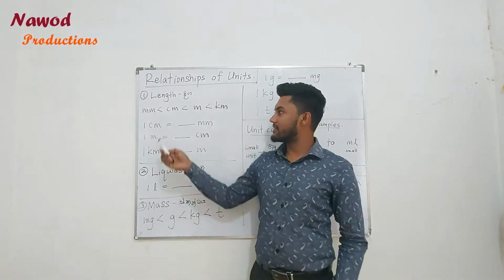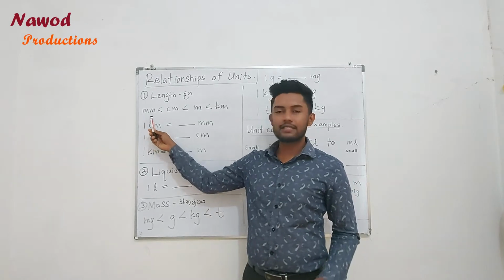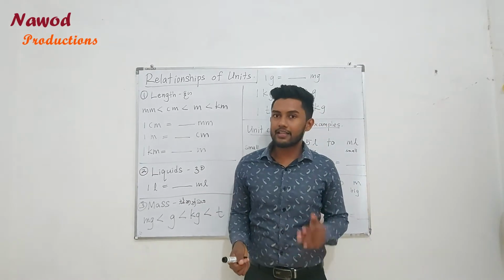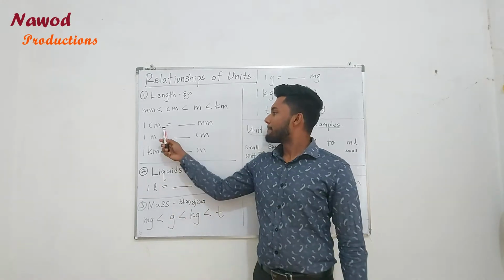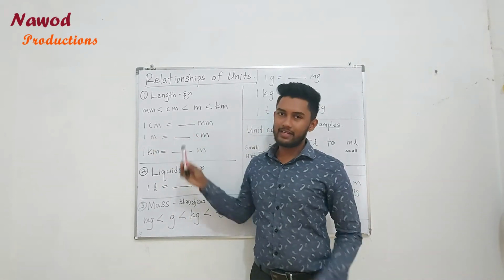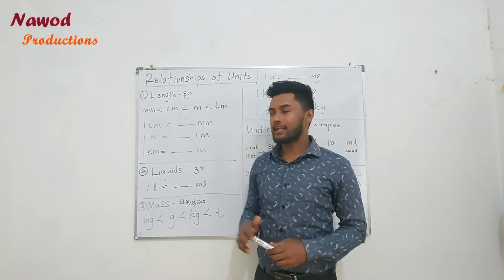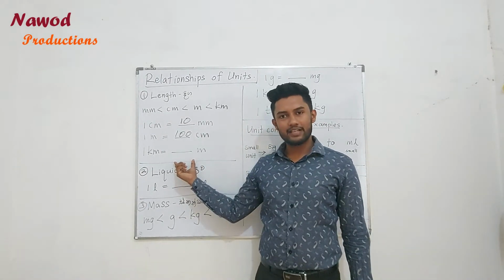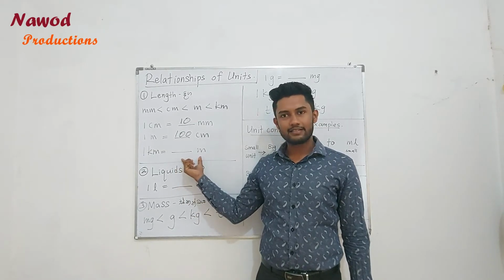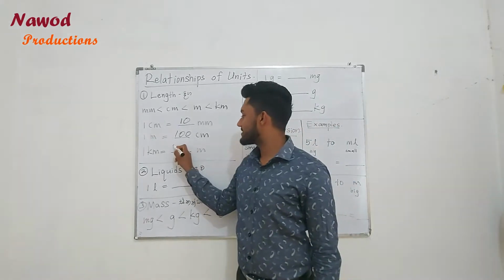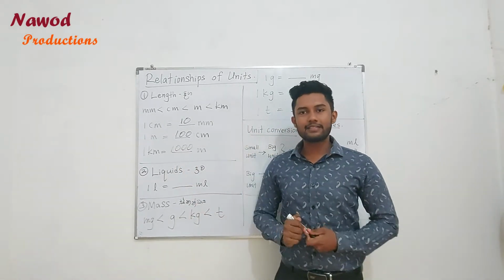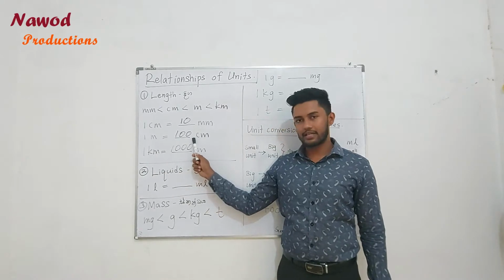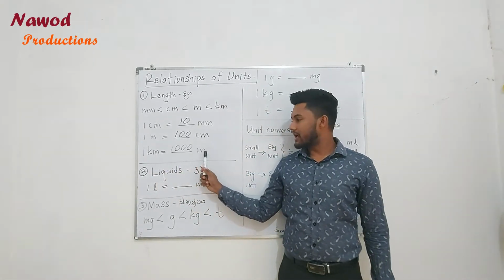Yes, the smallest unit we are learning nowadays is the millimeter, and the biggest unit we are learning nowadays is the kilometer. Here, when considering the relationships between these units, 1 centimeter equals 10 millimeters. Then 1 meter equals 100 centimeters. Tell me students, 1 kilometer equals how many meters? Yes, 1000 meters. You can clearly say that 1 centimeter equals 10 millimeters, 1 meter equals 100 centimeters, 1 kilometer equals 1000 meters.